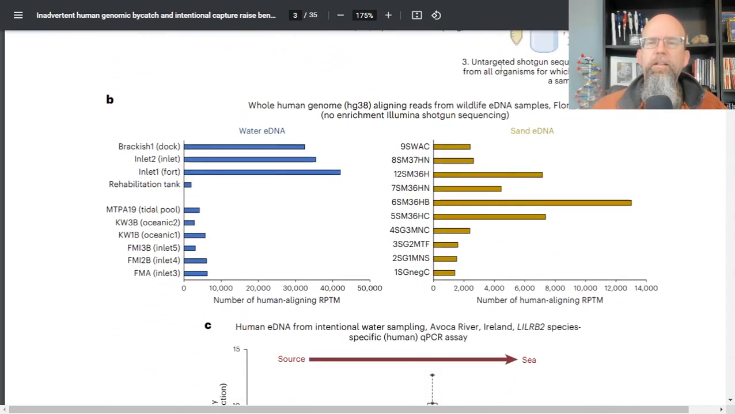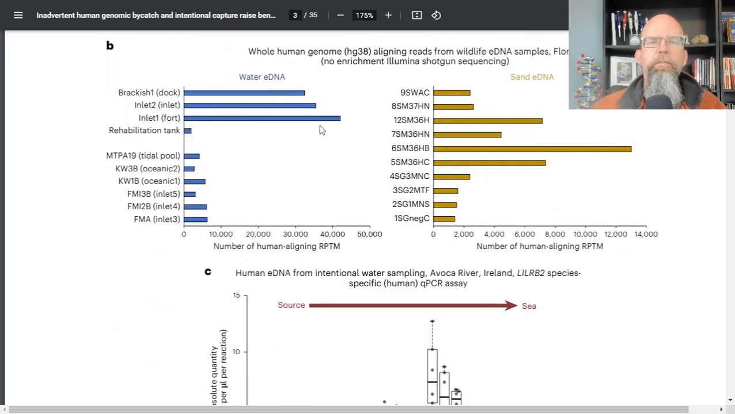So you get all your DNA. Then you ask questions about it, how much DNA did you find? And so in this case, they're saying we collected data, and these are the sample names down here. So this is a sample name from a dock, inlet, fort, a tank. These are from their own area where they're doing research on green turtles, right? And then they have tidal pool and other places near the shore. And they've collected samples and they've sequenced DNA.